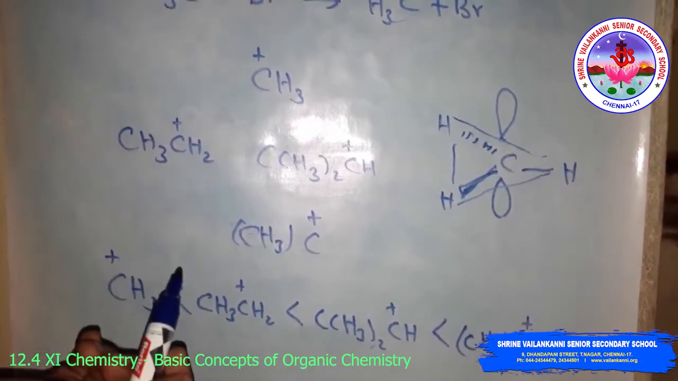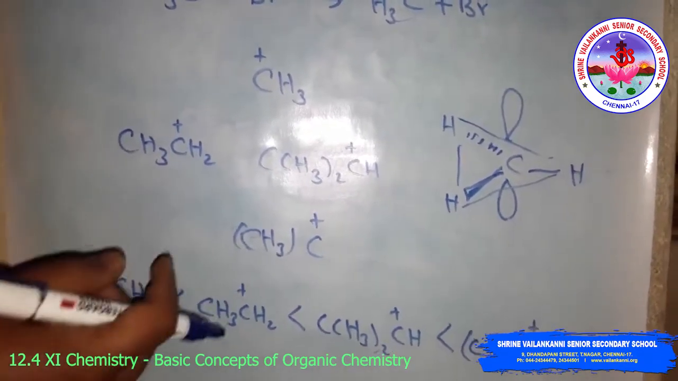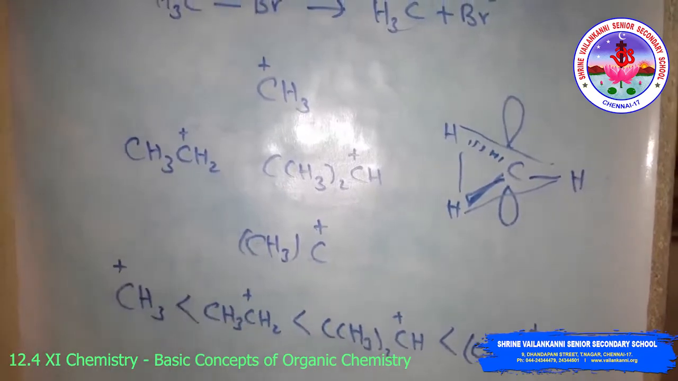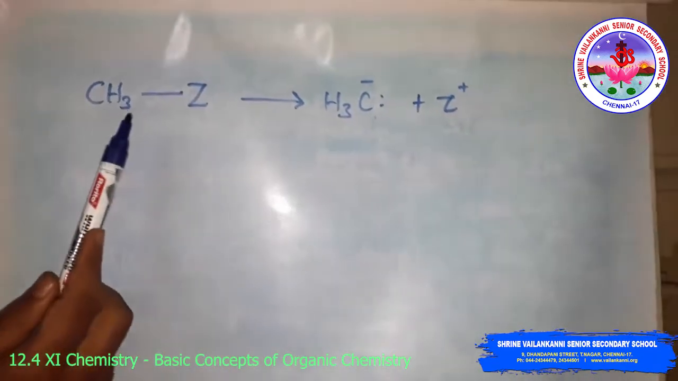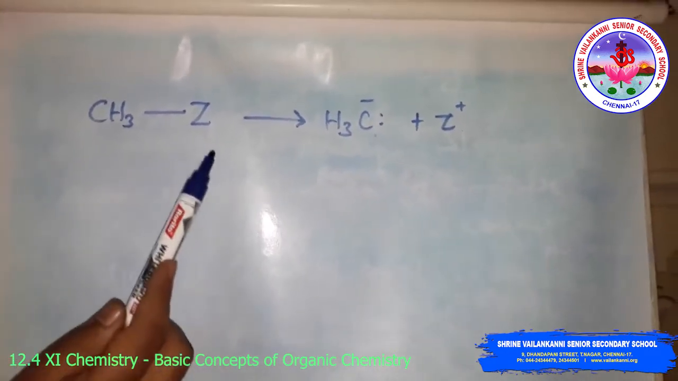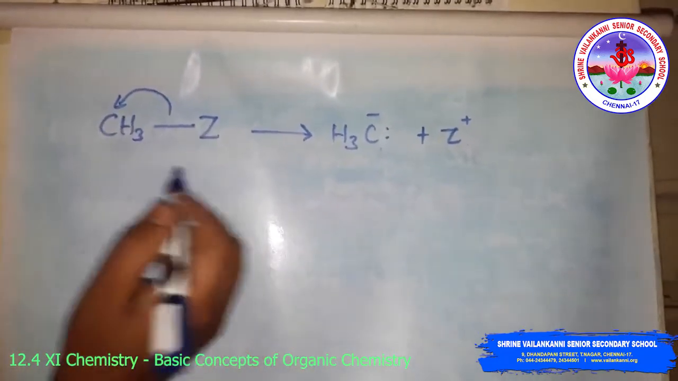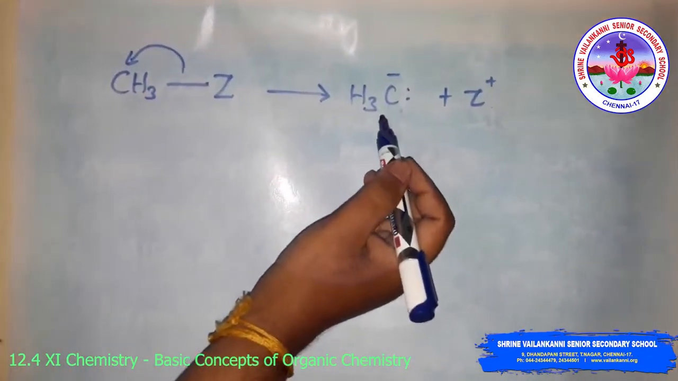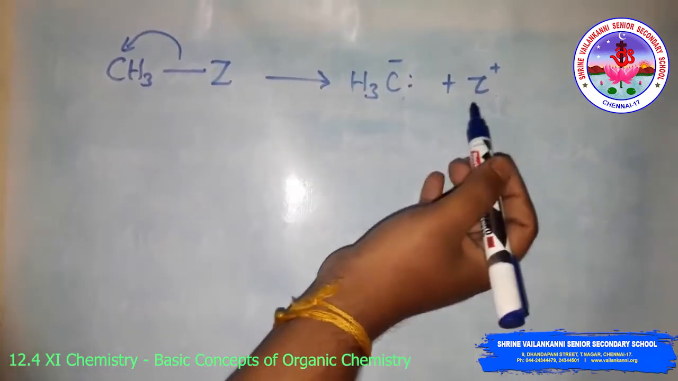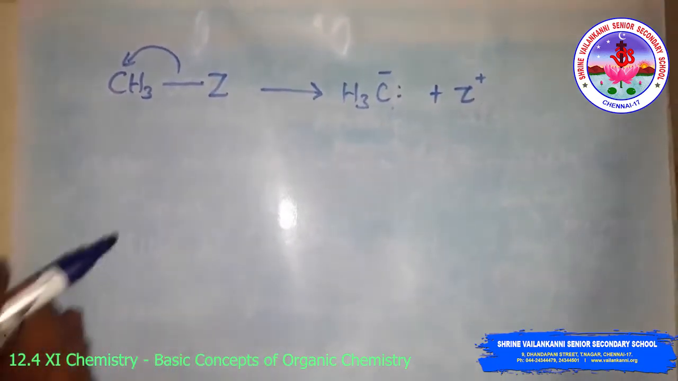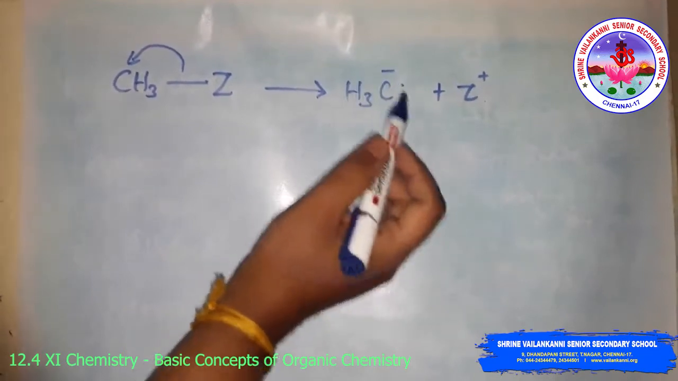For example, when a Z group attached to the carbon leaves without the electron pair, look at this. When the Z group attached to the carbon leaves without the electron pair, it means like this. So what happened? A methyl carbanion, or methyl anion, is formed. Such a carbon species carrying a negative charge on the carbon atom is called a carbanion.